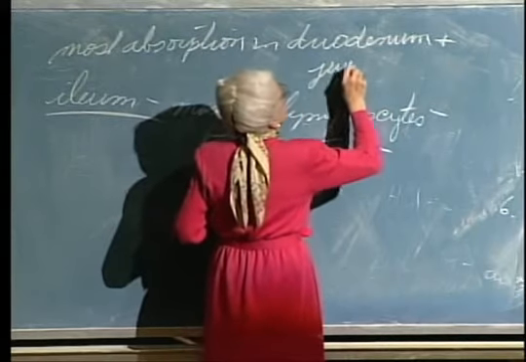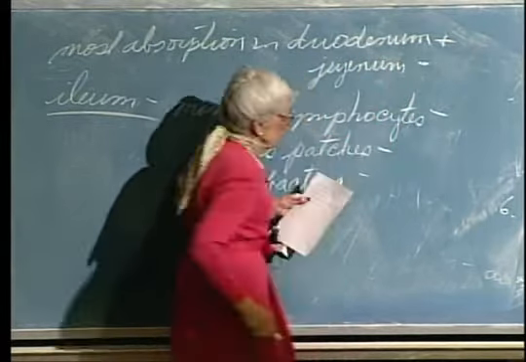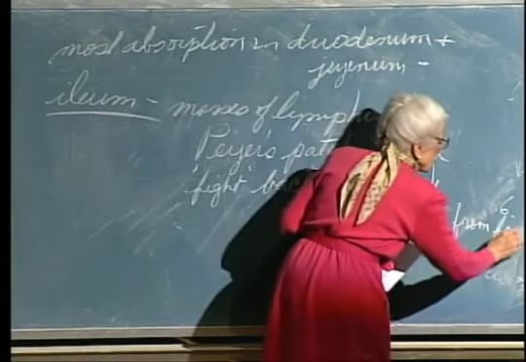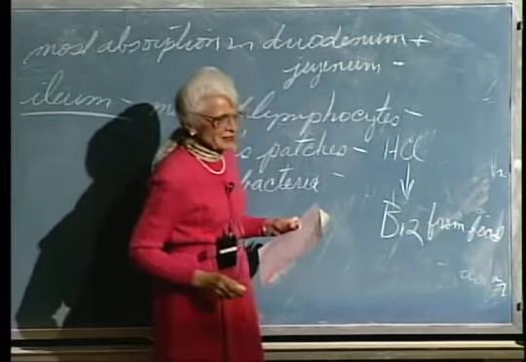So we'll put that down because that's a fact in all your textbooks. Most absorption in duodenum and jejunum. But with this HCl releases vitamin B12 from food. And it's absorbed in the ileum.